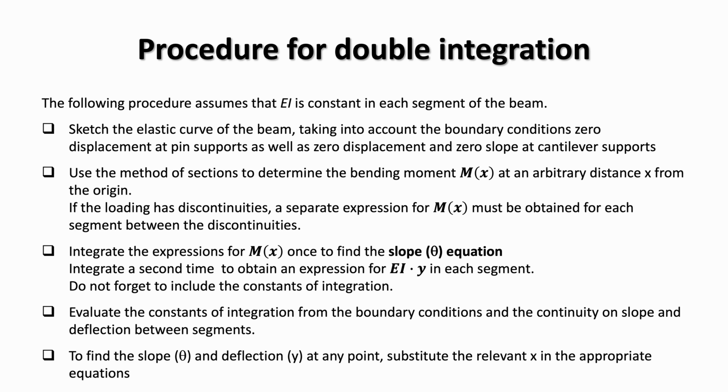reactions are found. We integrate the moment once to obtain the slope, and then a second time to obtain the deflection equation, including the constants of integration. Finally, we evaluate those constants using the boundary conditions at the supports, and then we can compute slope and deflection at any point along the span.